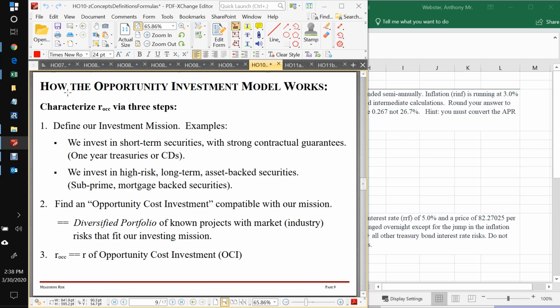So the whole idea here, the key objective of the model, is to find ROCC. So it does it via 3 steps. First, we have to know what's our mission in life as an investor. If we're working in the new gas station division for Lukoil, it could be to find opportunities for profitable gas stations in new Midwestern markets in the US. That would be a good investment mission. Here are a couple others.